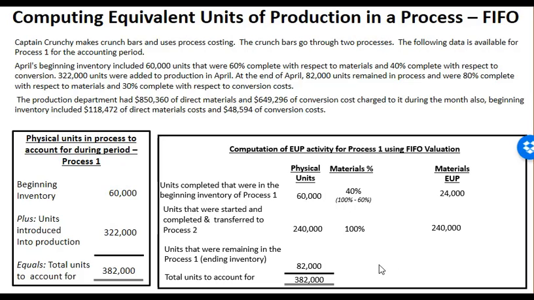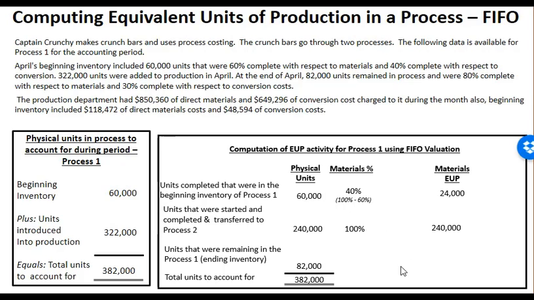Okay, next I need to consider the amount of effort I've put into the units that are not completed yet. We started them during the month, but we weren't able to finish them. So now I have to account for the amount of effort that I put into those units. I'm told that at the end of April, of the 82,000 units, they were 80% complete with respect to materials and 30% with respect to conversion costs.